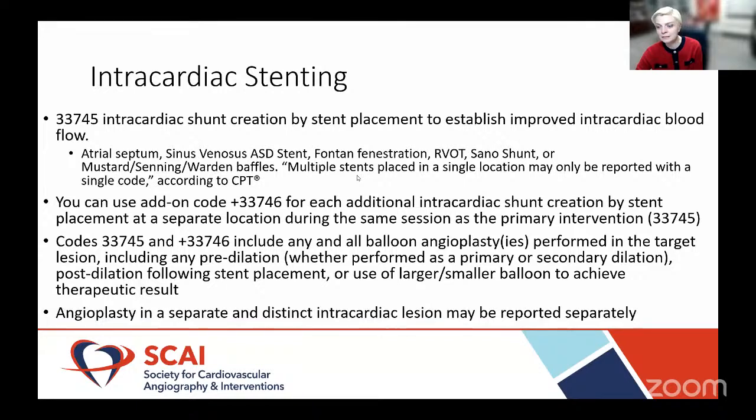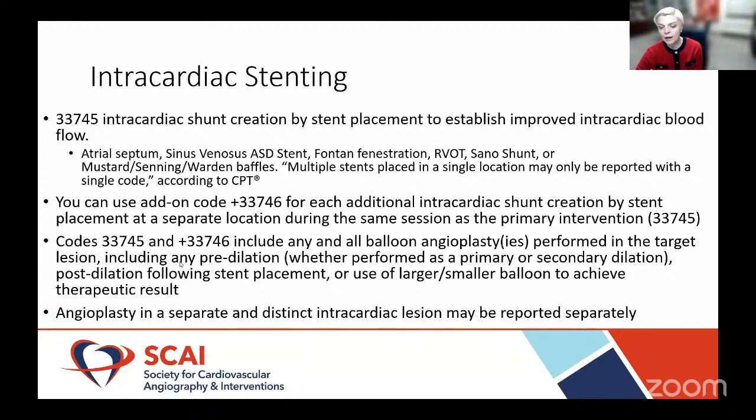Multiple stents in a single location are considered one code. So if you take 2 stents to do this, then you can only bill for one. Multiple locations are different. So you have an add-on code, 33746, for each additional intracardiac shunt creation by stent. So you can use the 33745 if you do an atrial septal stent, and then maybe you do a Sano stent, then that would be 33746. So you can do 2 stents at the same time.